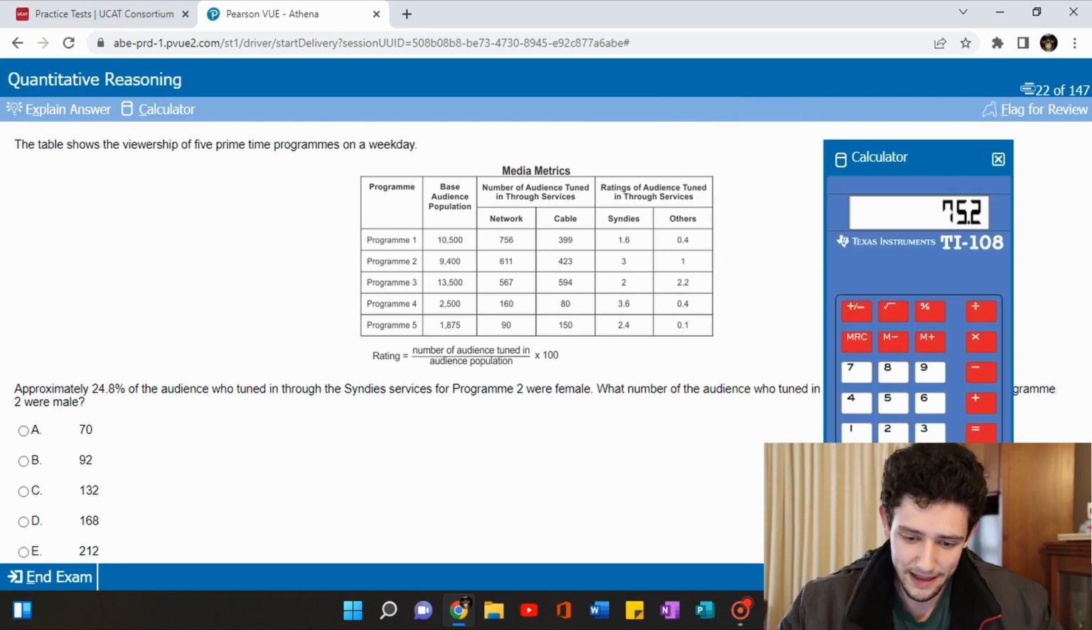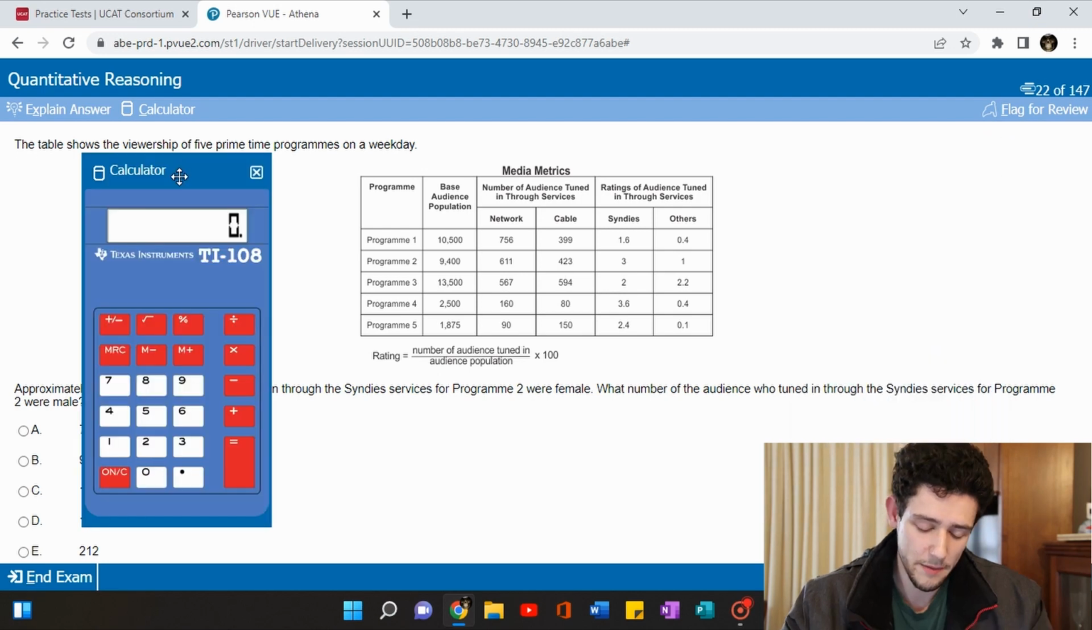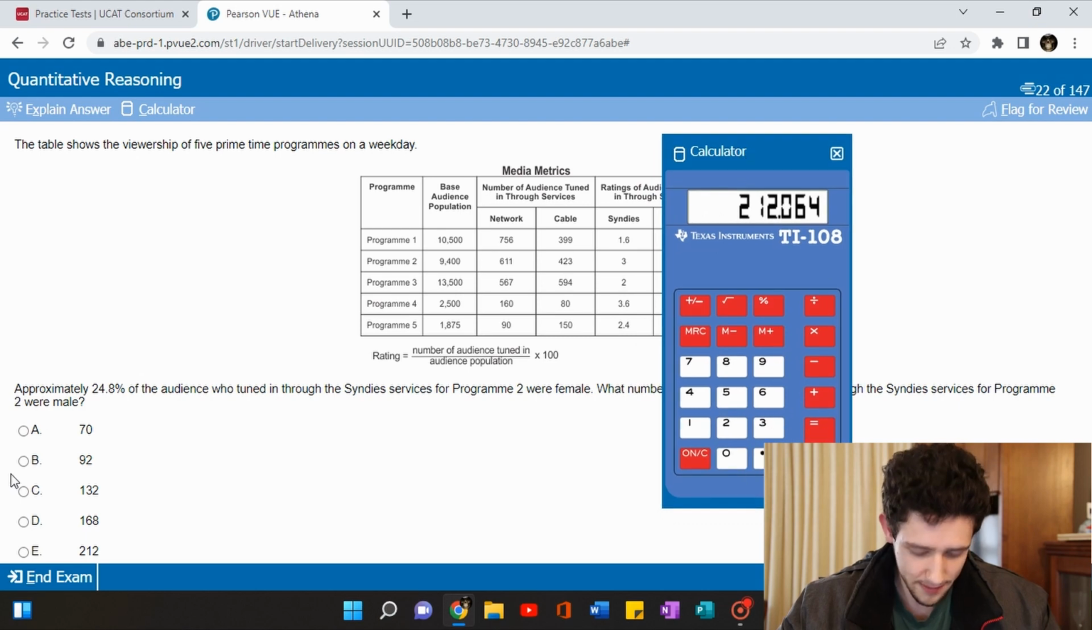So what we have to do is calculate the total number of people who tuned in through this avenue, and then just times it by 0.752, which is the percentage of males. We do the rating, so 3, times the population, so 9,400, divided by 100, and then we'll times that by the percentage of males, so 0.752. 212 males, so the answer is E. Boom.